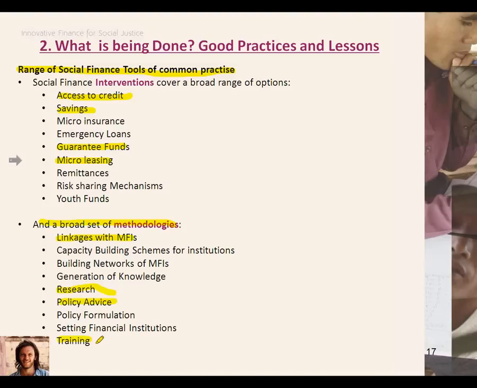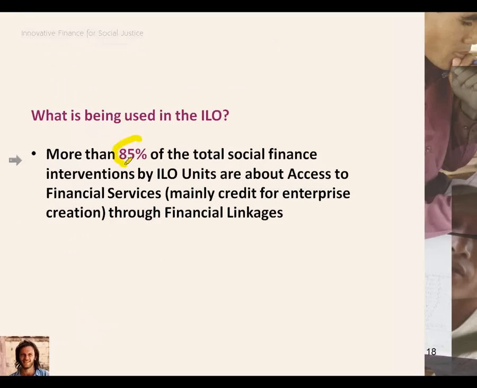Let's see what the ILO is doing with the social finance, and what are especially these technical cooperation projects doing with social finance. So here what we see is that more than 85% of the total interventions by ILO units are about access to financial services, and this is mainly credit for enterprise creation through financial linkages. So it is quite striking the concentration on the same type of intervention.